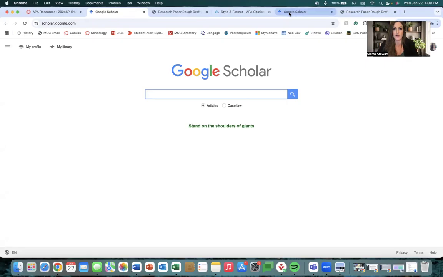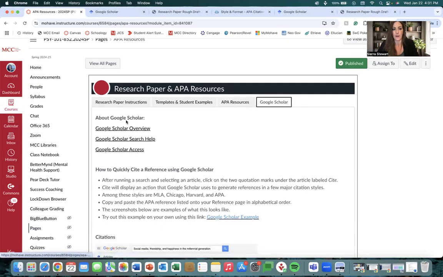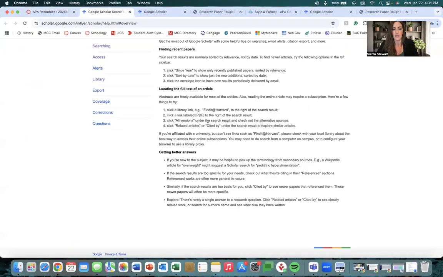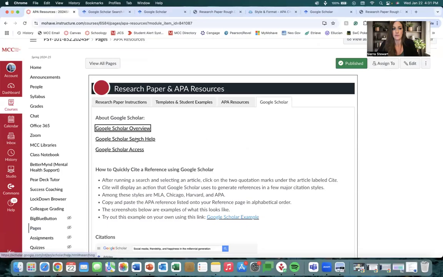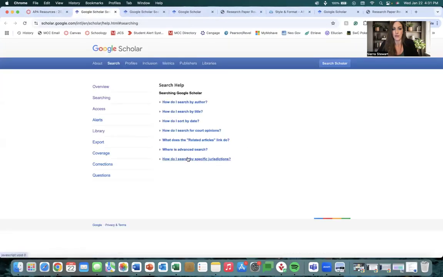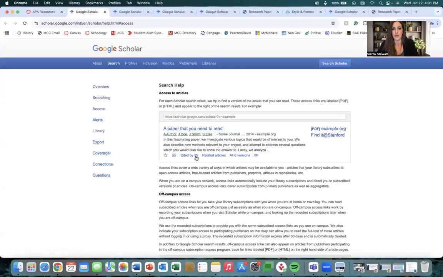If you click on here, it will take you to All About Google, and it will have different overviews. So if you click on these, it will kind of give you an idea of how to use Google Scholar properly. There's a search as well. How do I search by author? And then how do you access it? Okay. And it will show you that as well.